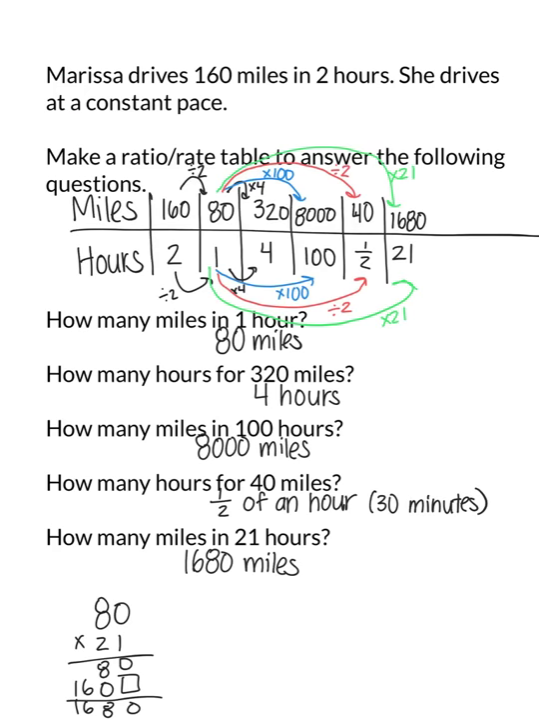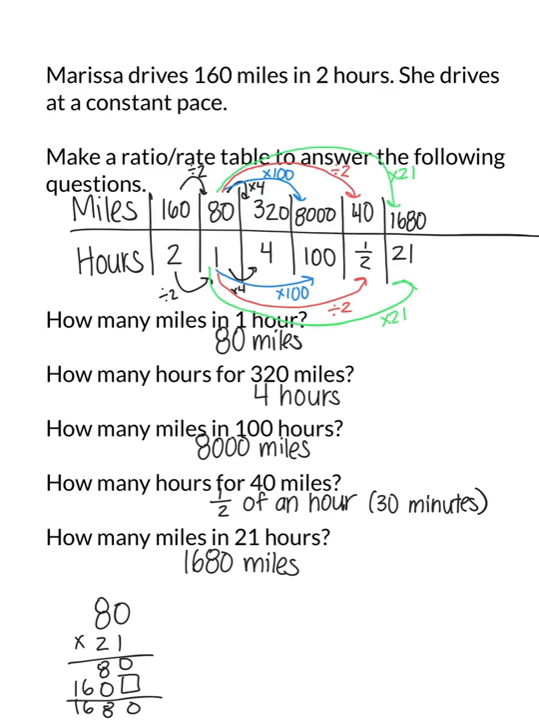These are the answers that you should have gotten. The first one, 80 miles, then 4 hours, then 8,000 miles, then half of an hour or 30 minutes, and then 1,680 miles. So I filled in my table after I read each question. As I was going, I filled in the next column of the table.